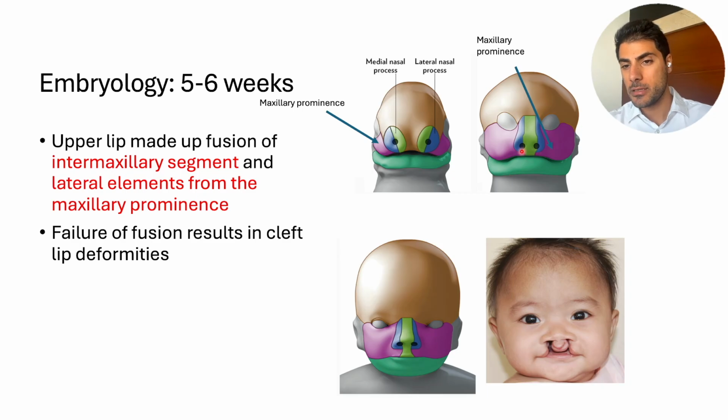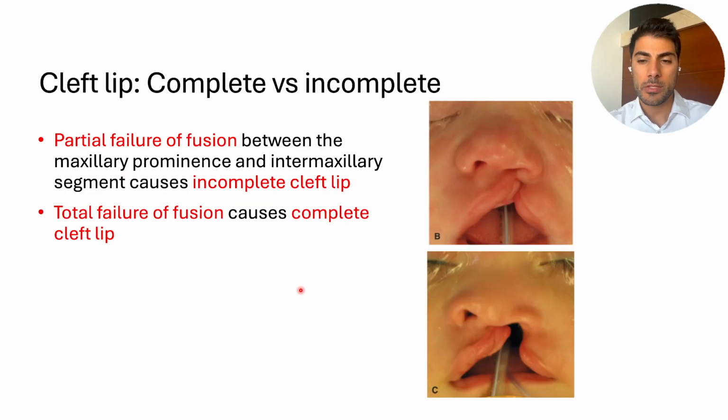Failure of fusion of any of these sides will result in a cleft lip. So this is basically how a cleft lip occurs. So what's the difference between a complete versus incomplete? It's basically the degree of lack of fusion. If there's a very large lack of fusion of the maxillary prominence with the intermaxillary segment, we will have a complete one, while if it's not a total, if it's a partial failure of fusion, we will have an incomplete.